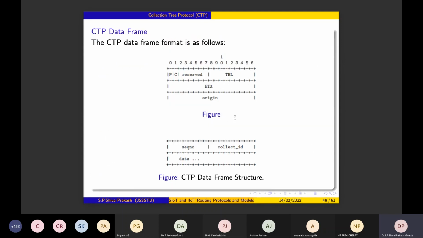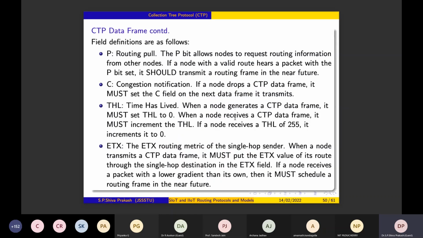Okay, so the data frame looks like this, with the P bit, the C bit, the THL, the ETX. The P bit is used for a routing pull, which allows nodes to request routing information from other nodes. If a node with a valid route hears a packet with the P bit set, it should transmit a route frame in the near future. Otherwise, no. The C bit is used as a congestion notification.